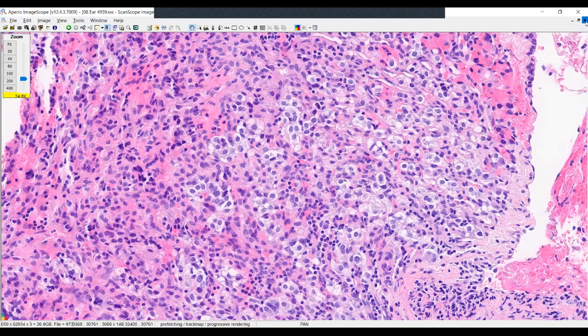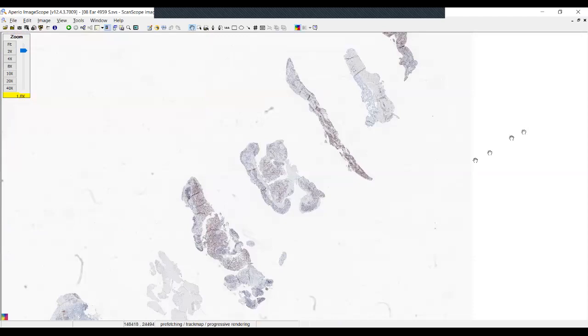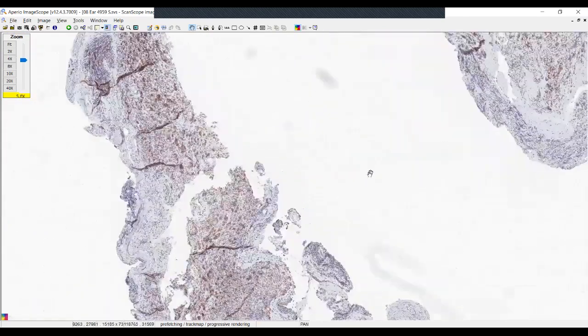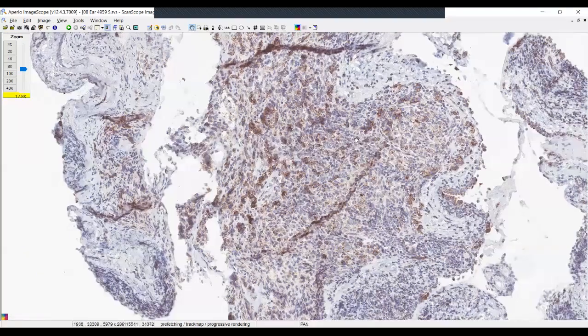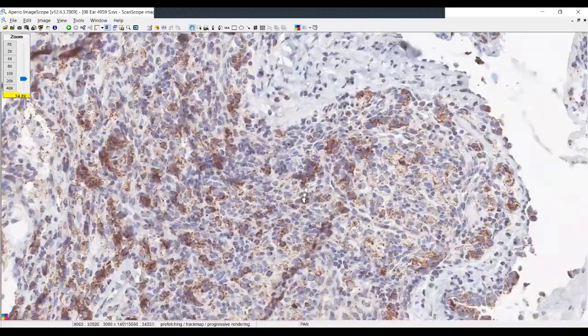So whenever I have a paraganglioma, I always do SDH testing. Here you can see the SDH immunohistochemistry, and in this case, it is still intact. So you can tell that the neoplastic cells here have a granular cytoplasmic reactivity that helps to confirm the diagnosis in this case.